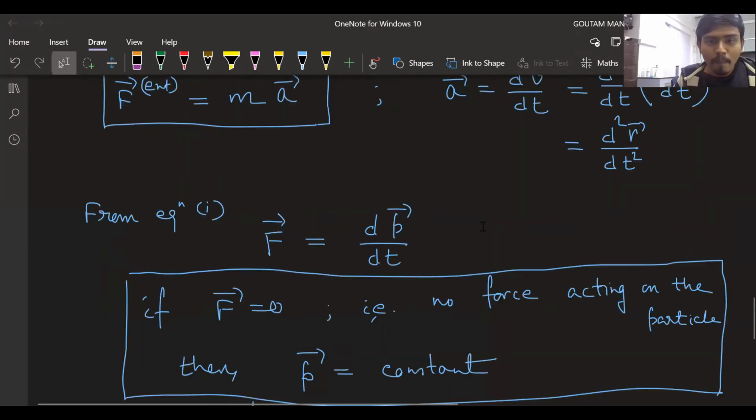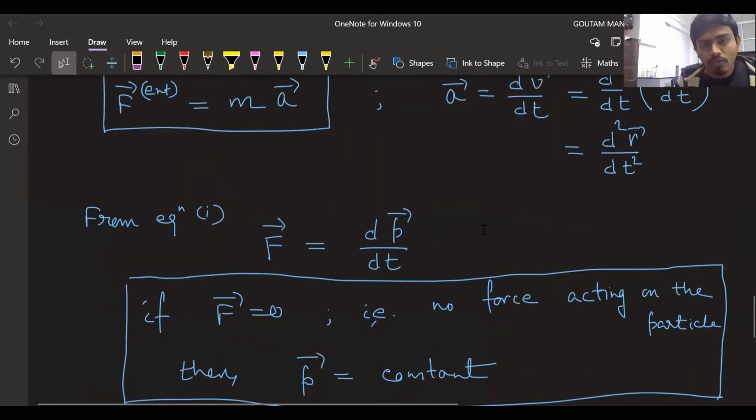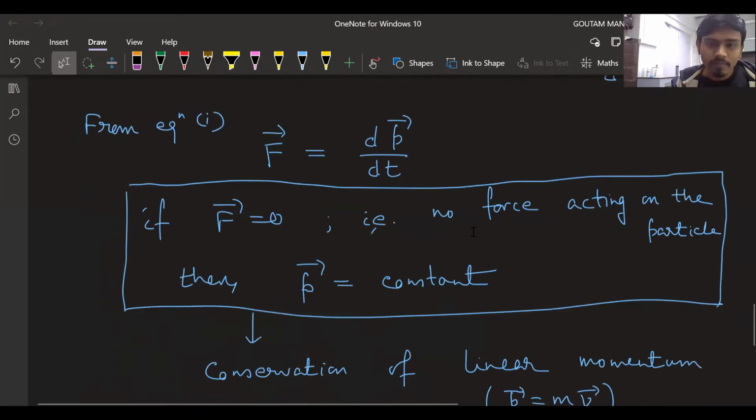Okay. So from the force equation, we get the conservation of linear momentum.